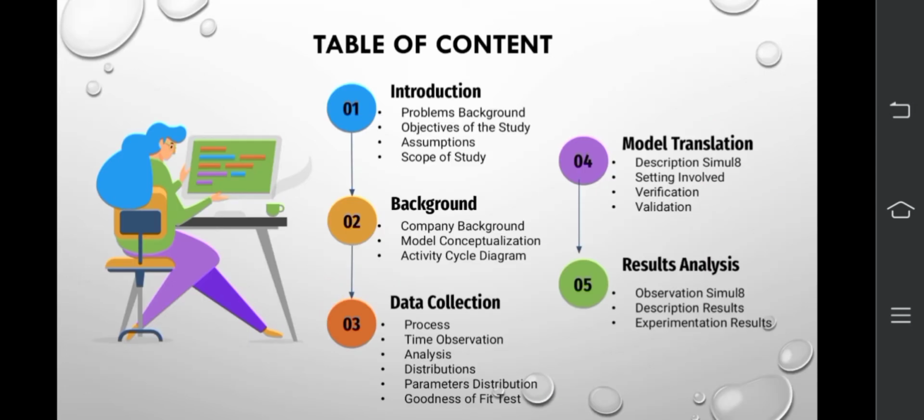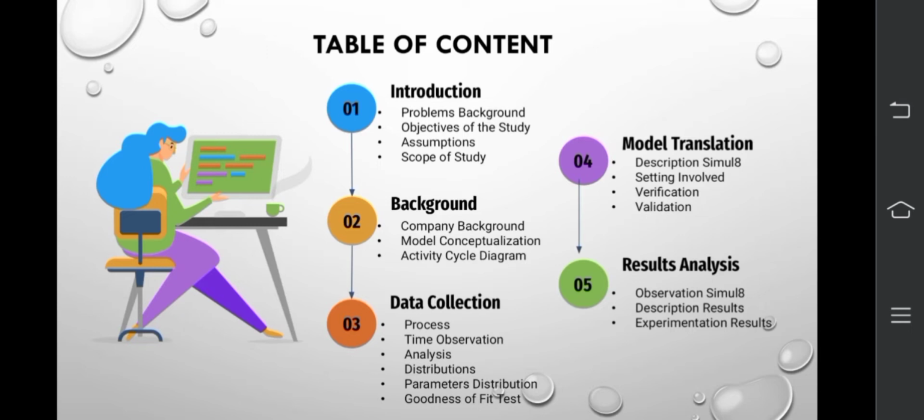We will discuss 5 topics in this presentation and their subtopics. First one is introduction, and the subtopics are problem background, objective of the study, assumptions, and scope of study. Second one is background, and under it we have company background, model conceptualization, and activity cycle diagram.